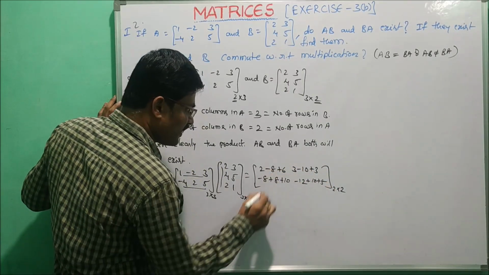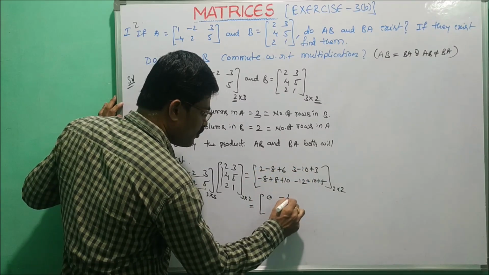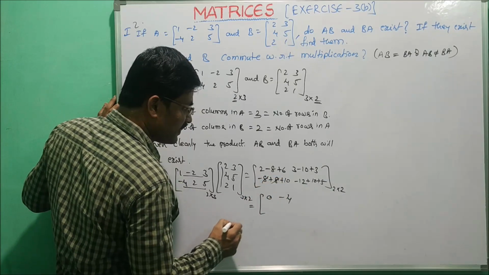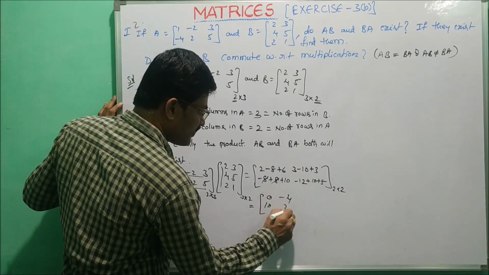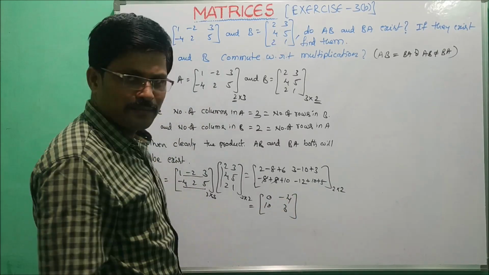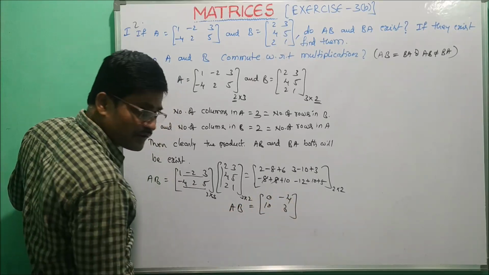In that, 2 plus 6, 8, 8 minus 8 is 0. 3 plus 3, 6, 6 minus 10 is minus 4. Here minus 8 plus 8 cancel. Only the value is 10. In that, 15 minus 12, that is 3. So this is AB. So AB equals 0 minus 4, 10, 3.